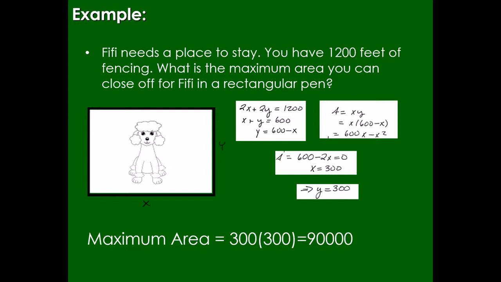Now, next problem. Suppose you realize you have a barn, and the barn can be used for one side of this fencing.